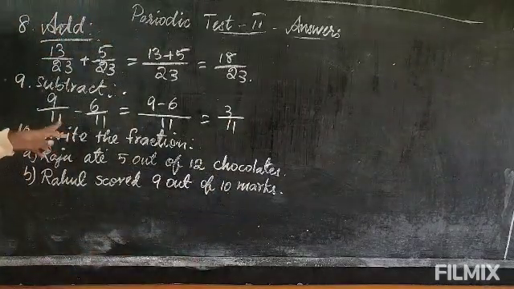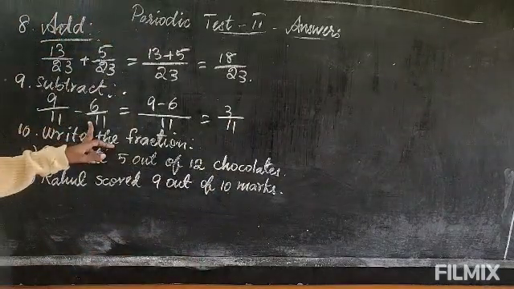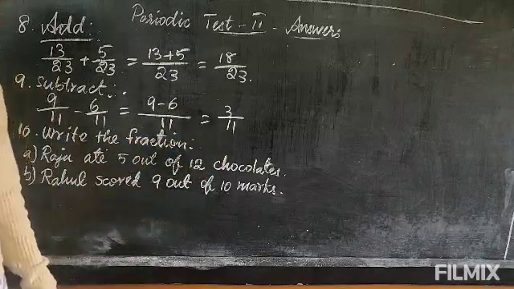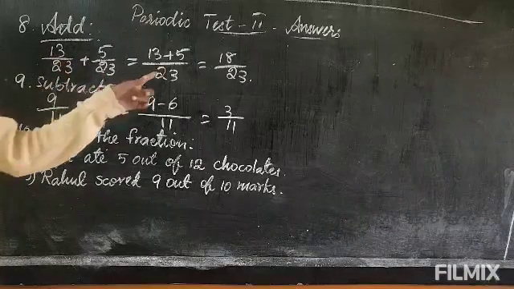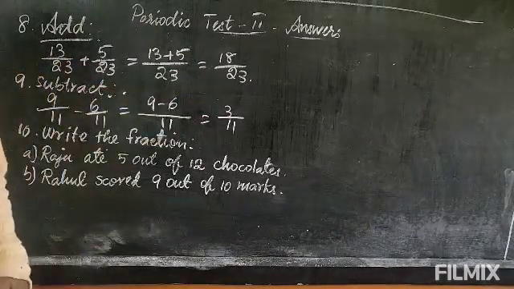You should not subtract the denominators. Some of you had subtracted and written 11 minus 11, 0. You had written 3 by 0. That is the wrong answer. Some of you have written here 23 plus 23, 46. So you have written 18 by 46. That is the wrong answer.